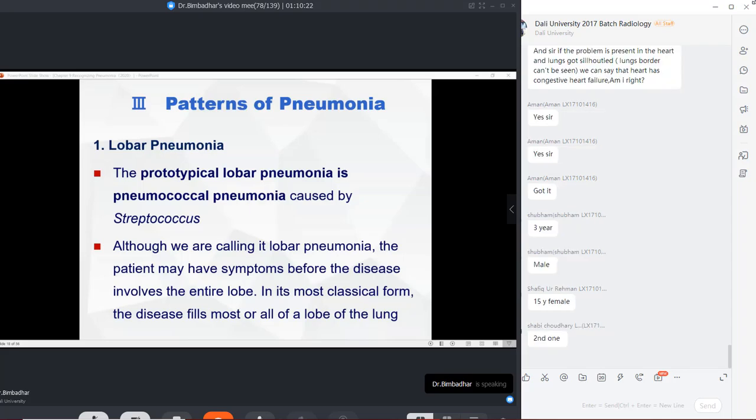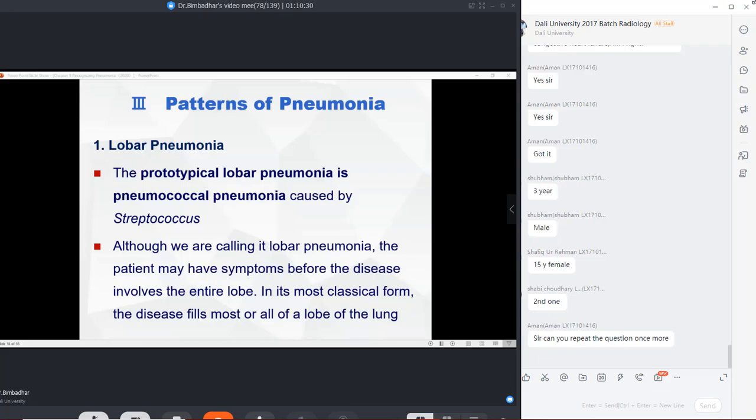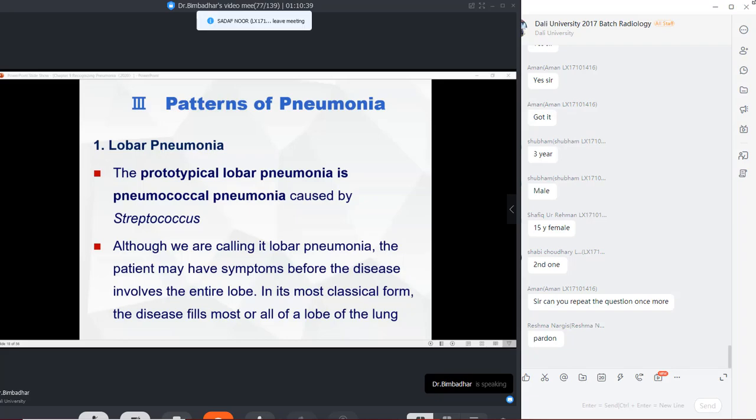Why does Shubham think it is the 3-year-old male who will develop that one? Exactly, you are talking about the 15-year-old female. Okay, who in the two cases we have discussed before, whom do you think will eventually develop a lobar pneumonia? Who will develop?